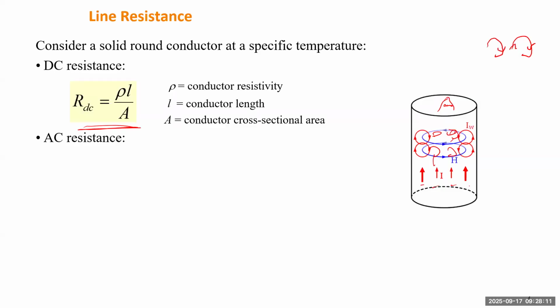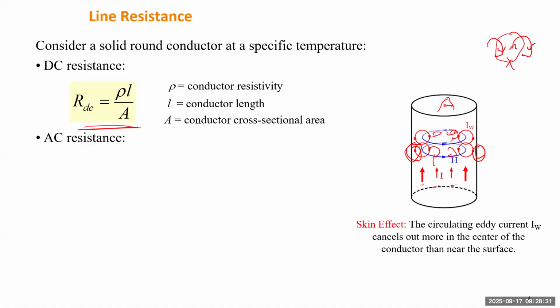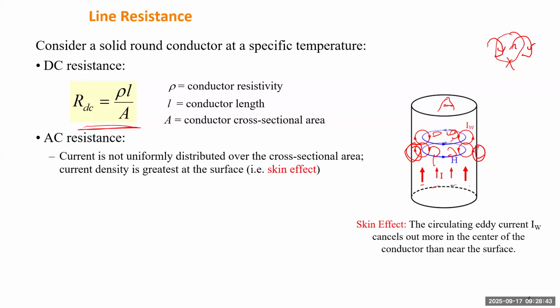Actually, those two arrows are just pointing in different directions. Finally, they cancel, so inside the conductor the eddy current can be smaller. If you have more eddy current inside the conductor, they will cancel each other. But on the skin, the eddy currents are harder to cancel. So that will make the current near the skin higher than the current in the center of the conductor.